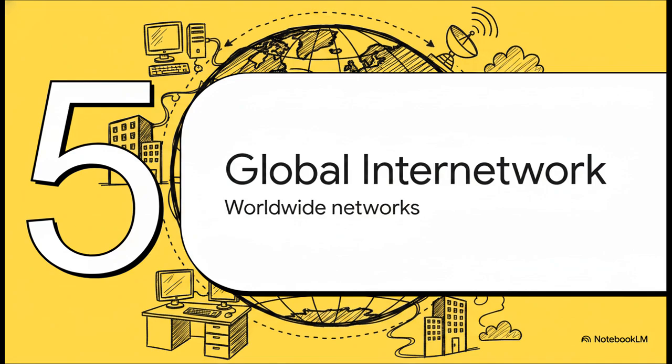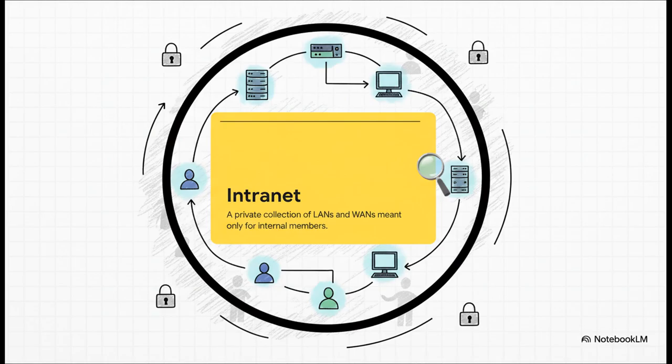And that brings us to our final section, Section 5, the global internetwork, the World Wide Web of networks. We've zoomed out from a single PC, to an office room, to a connected branch across the country. Now, let's look at the ultimate scale, the entire globe. As we organize networks on this massive level, we essentially build digital boundaries. The innermost boundary of privacy is the intranet. Think of this as the secure digital walls of a single company. It's a totally private collection of LANs and WANs meant to be accessible exclusively to that organization's actual members or authorized employees. It's a completely closed-off ecosystem.